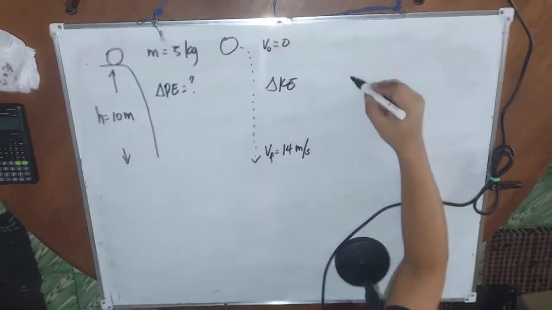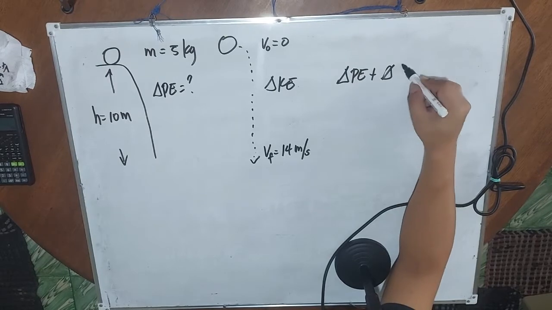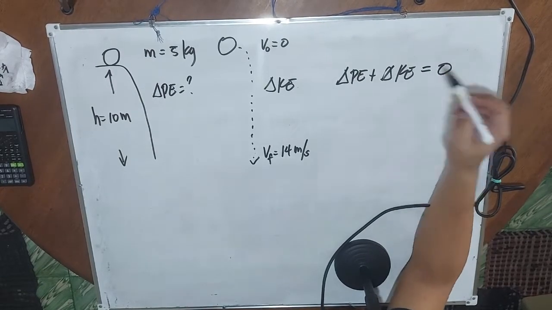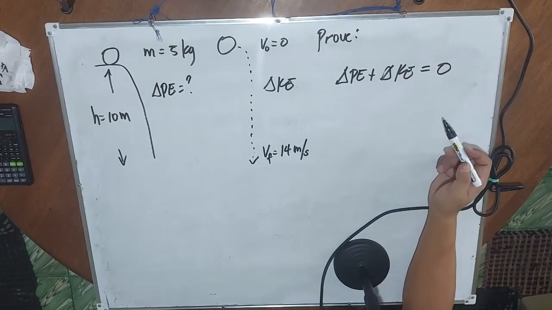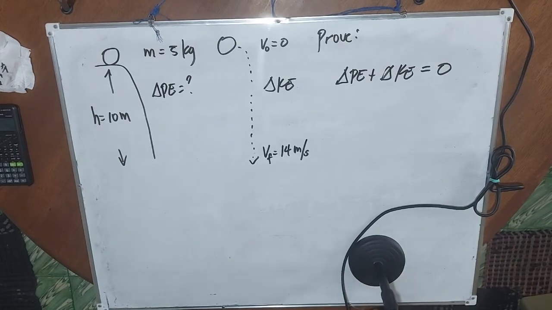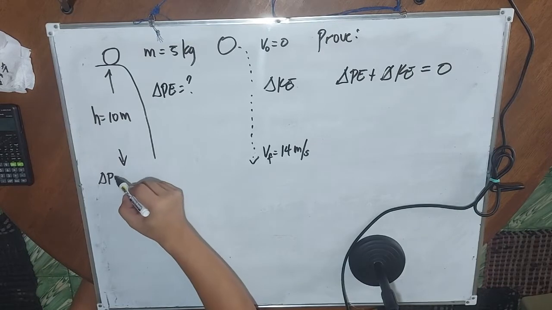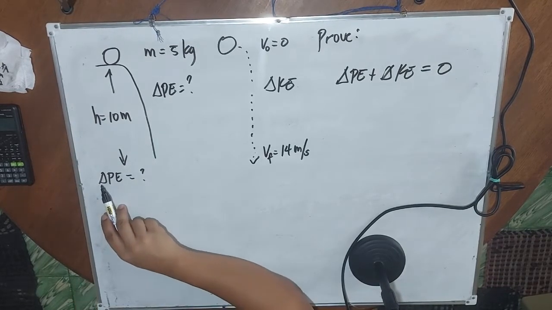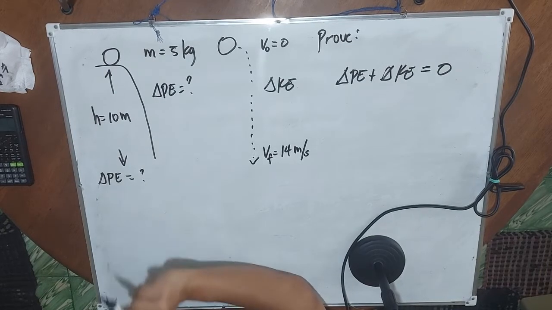Okay? Let us prove that when we add the change of potential energy plus the change of kinetic energy, that is equal to zero, to prove the law of conservation of energy. To do that, let us try to look for the change of potential energy first. The symbol delta would denote the change. Okay, so the change of potential energy.